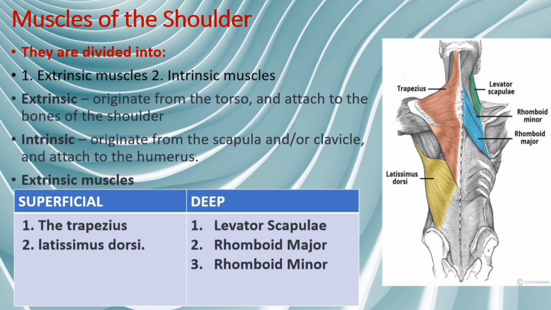Attachments. Originates from the spinous processes of C7-T1 vertebrae. Attaches to the medial border of the scapula, at the level of the spine of scapula. Actions. Retracts and rotates the scapula. Innervation. Dorsal scapular nerve. Quiz.